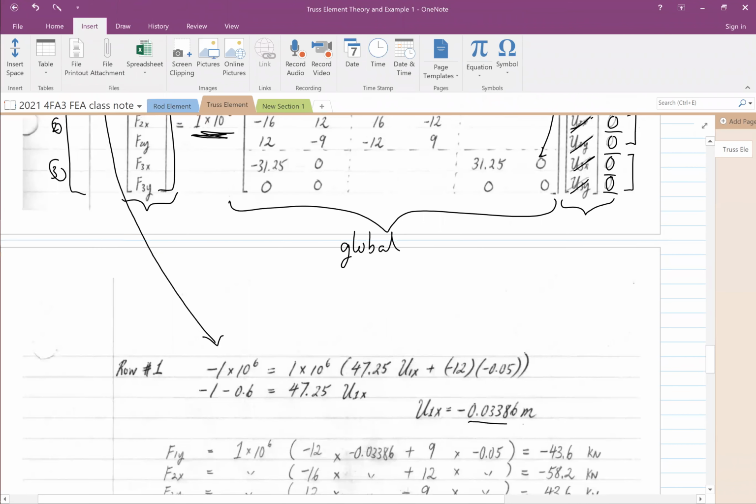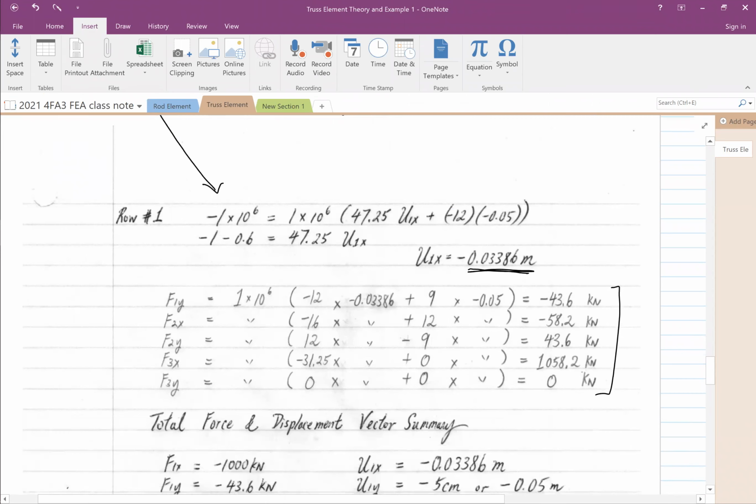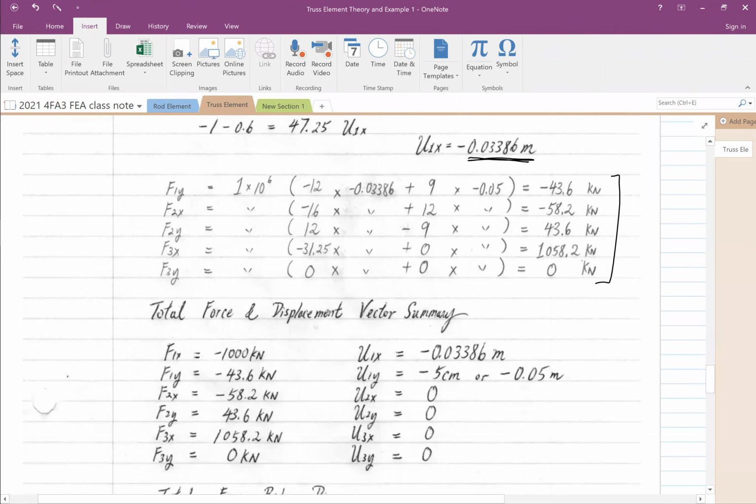You get U1x is 0.03386. Now you have U1x. You put everything back into the equations, and you solve for all forces. And finally, you rewrite everything. This is a total force vector, and that's the total displacement vector.